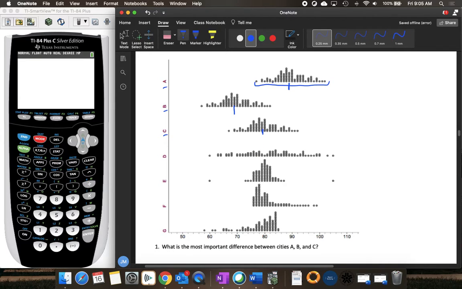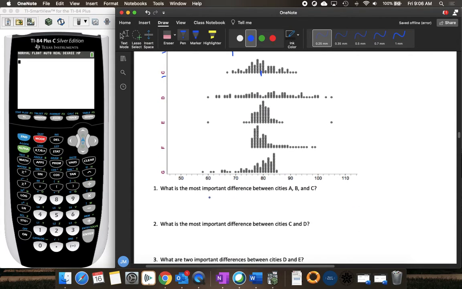And when we talk about center, what we're really talking about is the average. In other words, the average temperature for city A would be around 90, for B would be around 69, and for C would be around maybe 80. So the most important difference is where the center of the data is located. In other words, what the average is for each of those different cities.